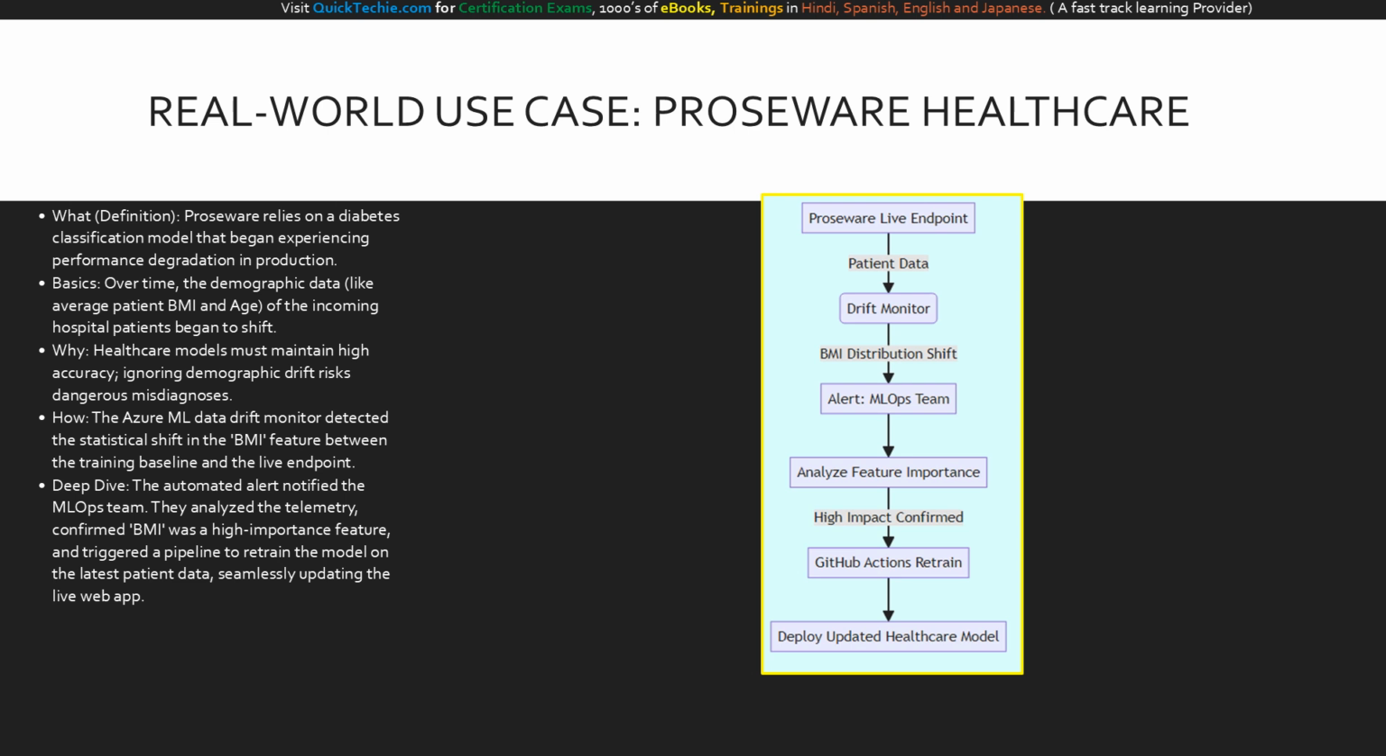Our final diagram shows the Prosware incident response in action. Patient data flows from the live endpoint into the drift monitor. The monitor catches the BMI distribution shift and fires an alert to the MLOps team. The team analyzes the feature importance, confirms it is high impact, and triggers the GitHub Actions retrain pipeline. The updated, accurate model is seamlessly deployed back into the healthcare ecosystem, proving the massive value of automated drift detection.